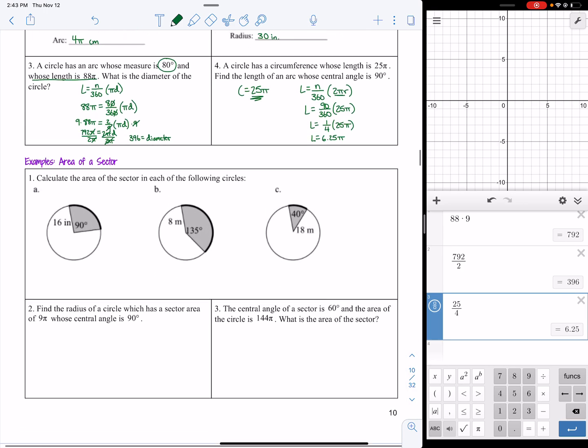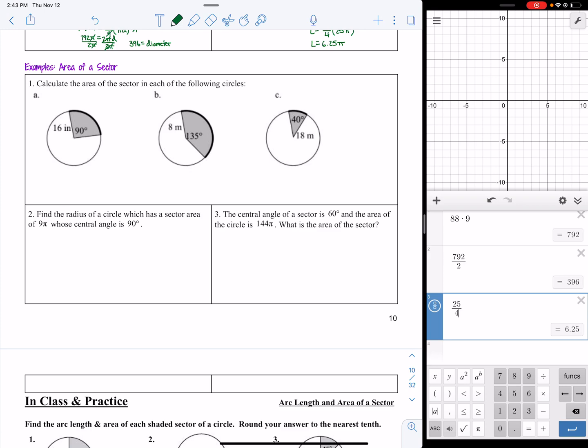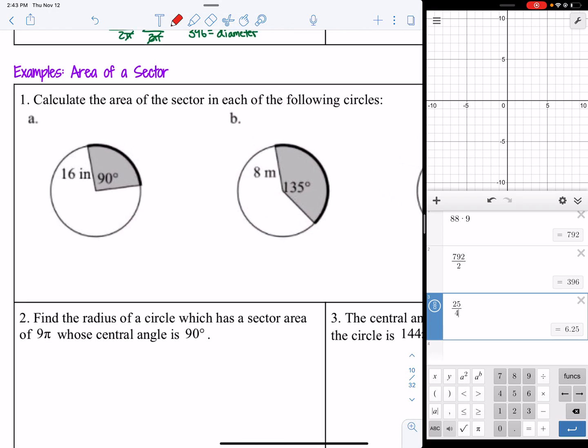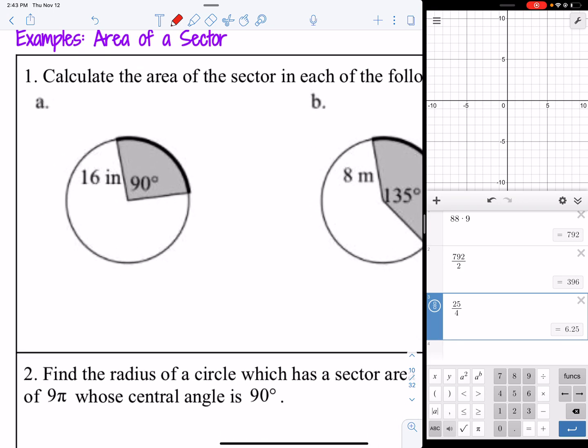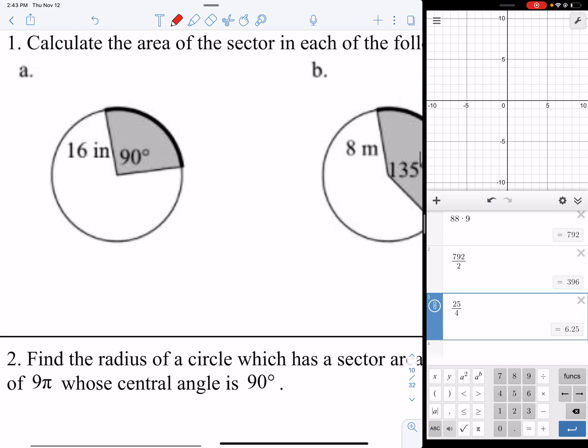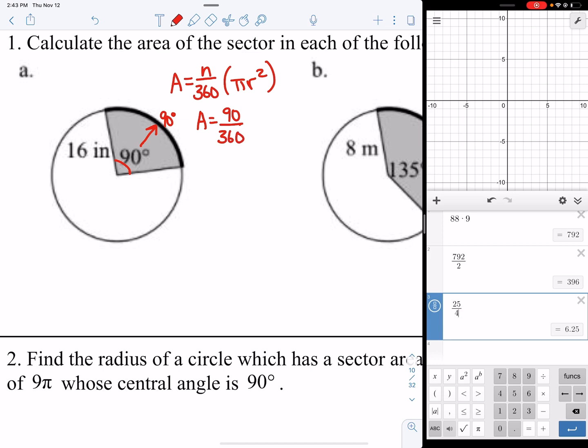All right, so let's look at some examples for area of a sector. So area of a sector is when you have like a piece of pizza. You're finding a portion of the area of the whole circle. So area of a sector is n over 360 times pi r squared. And so we have the 90-degree angle, which is the measure of the arc. Since it's a central angle, they're equal to each other. So we can say the area of a sector for this one would be 90 over 360 times pi r squared, and they gave us the radius was 16.